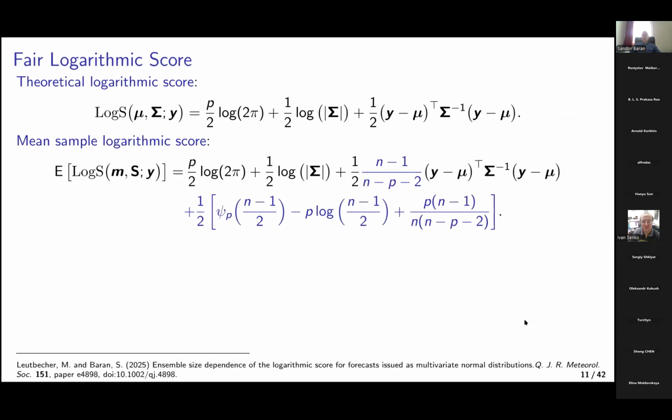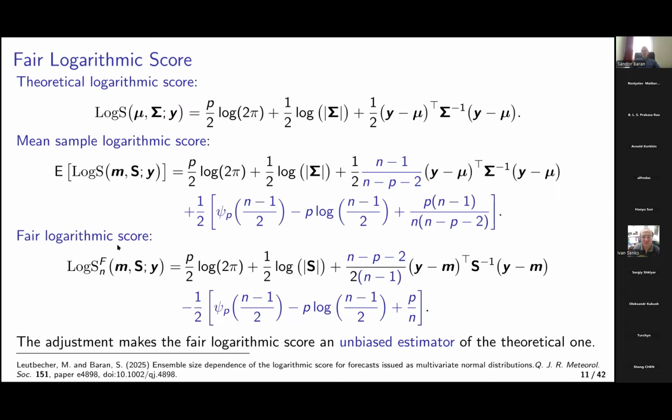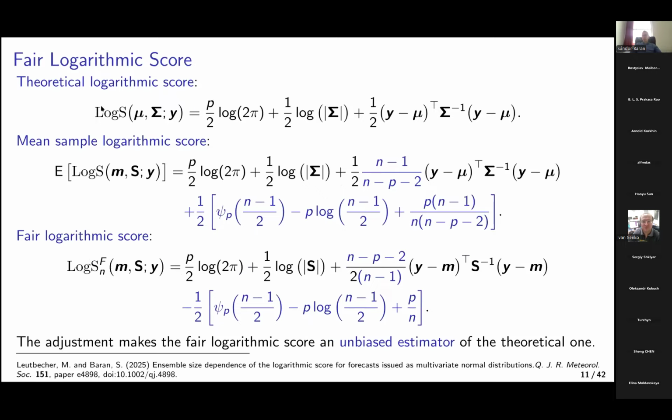So, to summarize it, this is the theoretical logarithmic score, and what you see here is the sample logarithmic score. And again, the blue parts are those which are the deviations. So when we correct them, we get the fair logarithmic score, and now the mean of this fair score is exactly the theoretical one. So it makes the fair score an unbiased estimator of the theoretical one. And here I have a reference to our paper which appeared last year in the Quarterly Journal of the Royal Meteorological Society, where we give most of the results I'm going to present today. So that was one part.